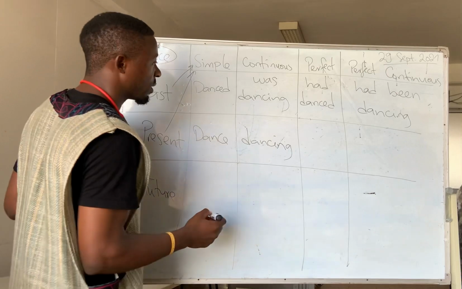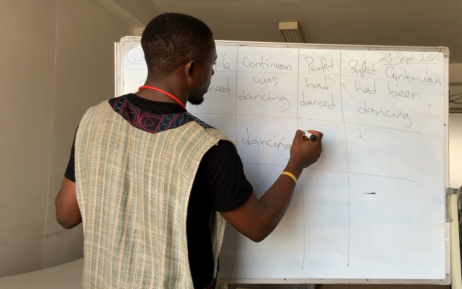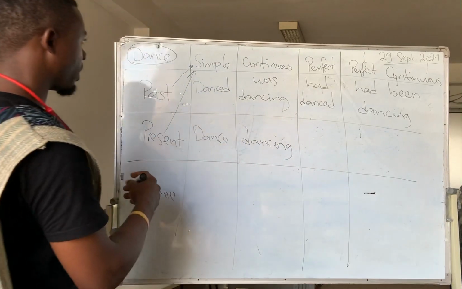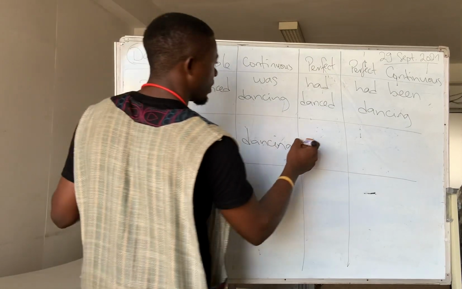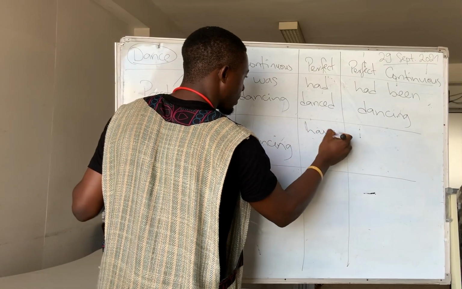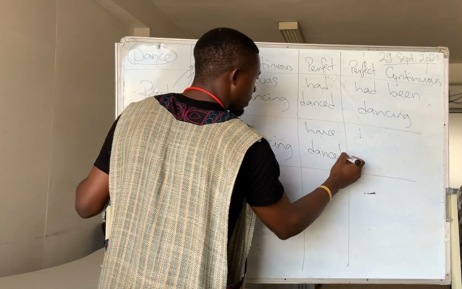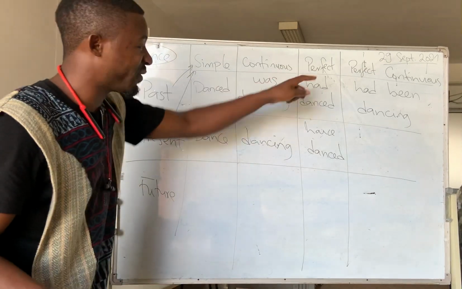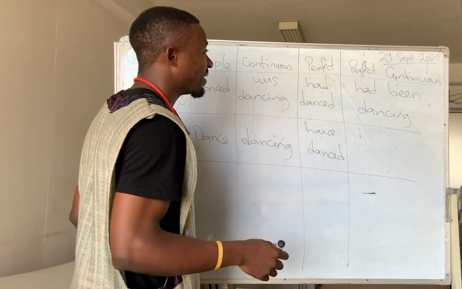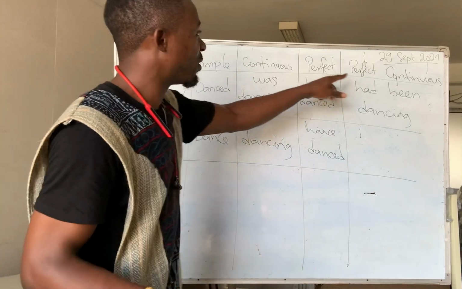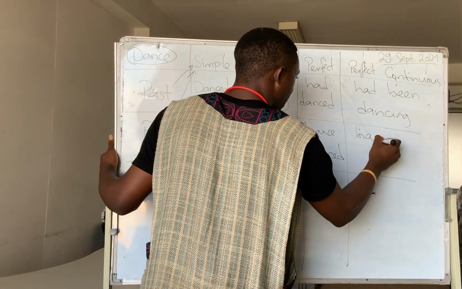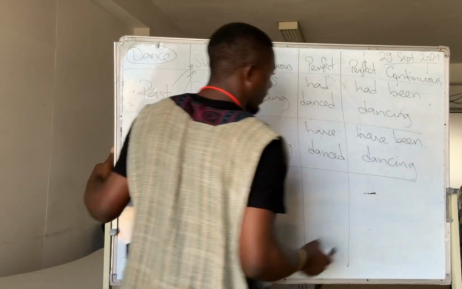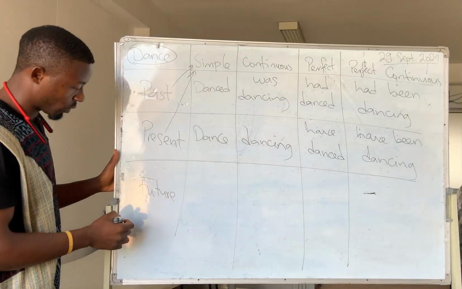The perfect, so present perfect is going to be have danced. Sorry for that little mix-up. And then the present perfect continuous is going to be have been dancing. And lastly, we go to the future.